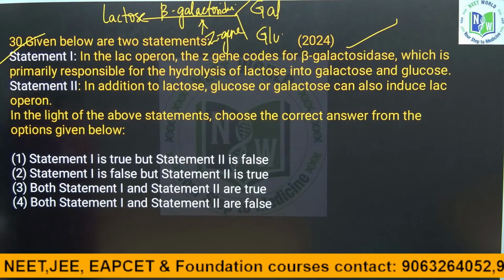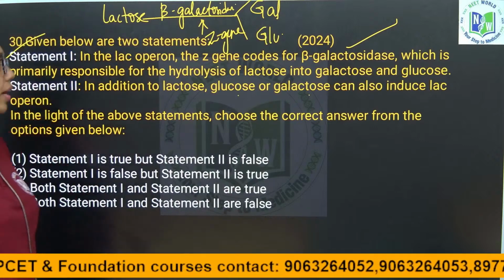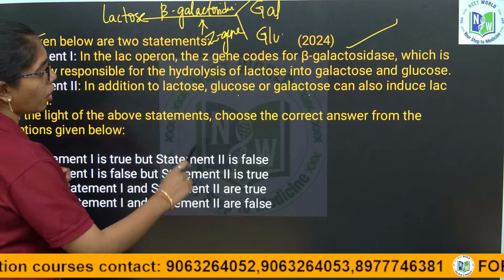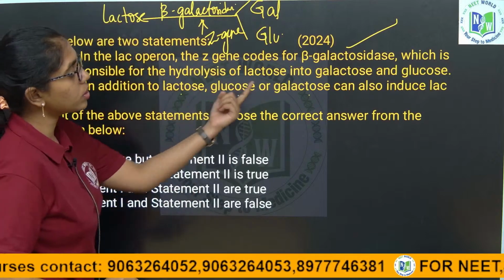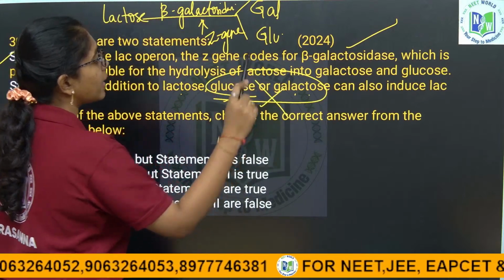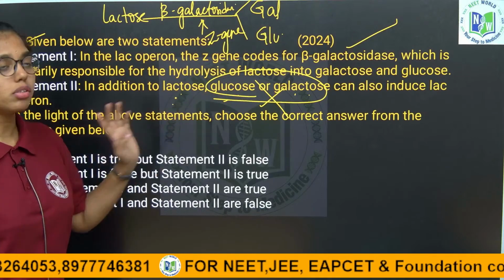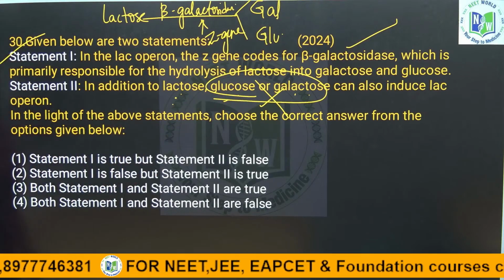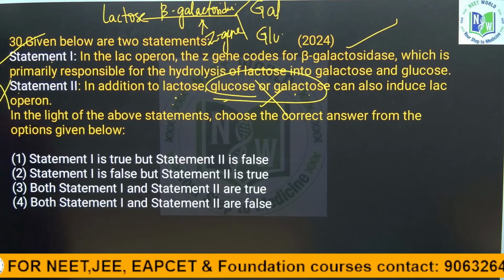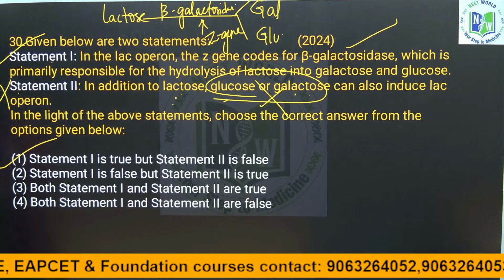Statement 2, in addition to lactose, glucose and galactose can also induce the lac operon model. This is wrong. Glucose and galactose cannot induce the lac operon model, only lactose can induce the lac operon model of gene expression. So, here statement 1 is true and 2 is wrong, so option 1 is the correct answer.